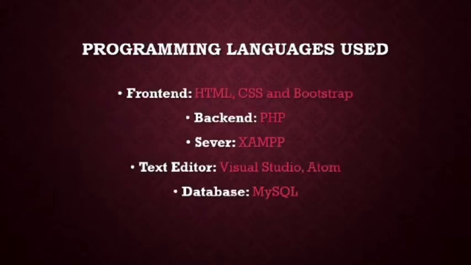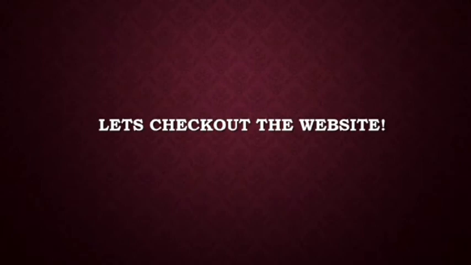Now, the programming languages which we have used to make this website highly responsive, easy to use, user-friendly, and dynamic are as follows. For front end, we have used HTML, CSS, and Bootstrap. For back end, we have used PHP. The local server which we have been using is XAMPP. The text editors Visual Studio and Atom have been used, and the database we have been using is MySQL. So without further ado, let's check out the website.